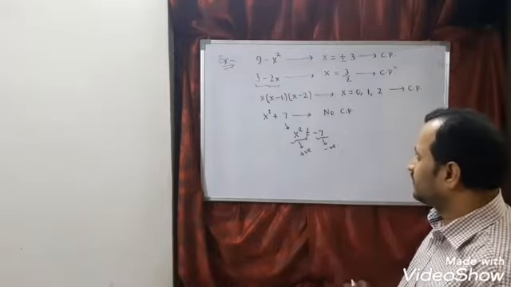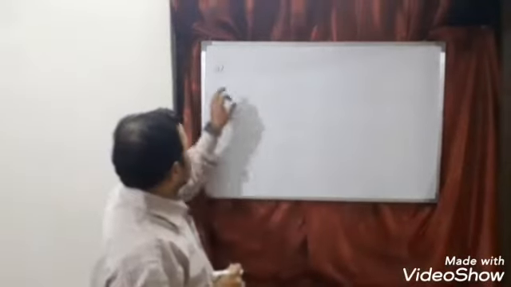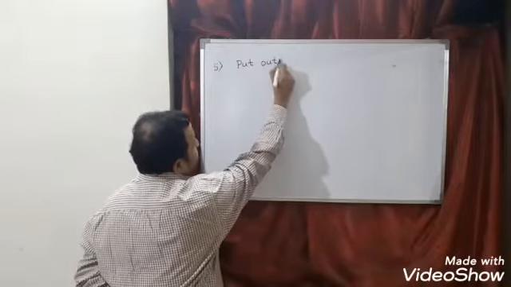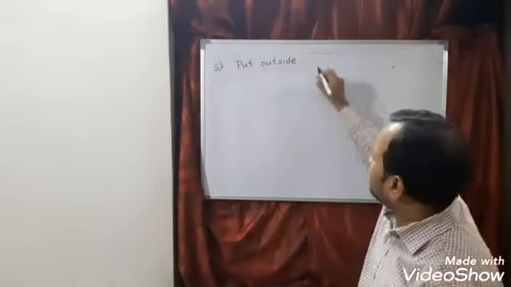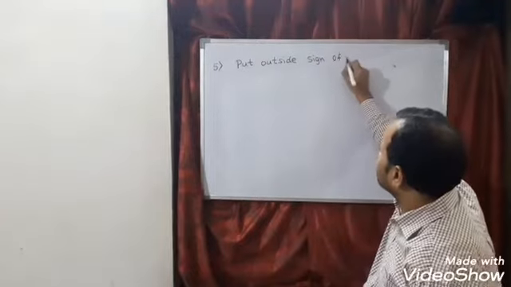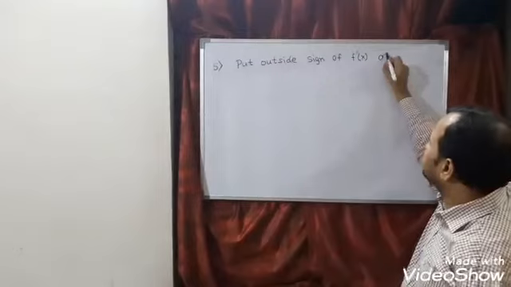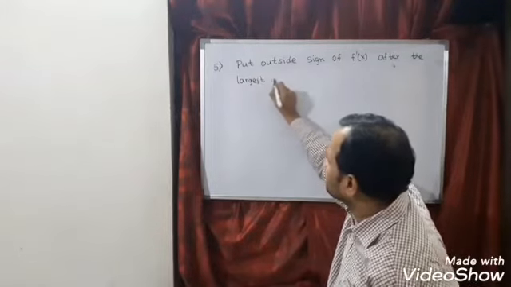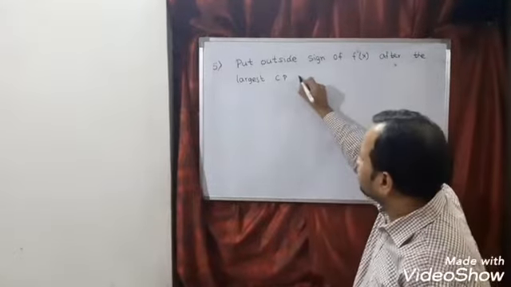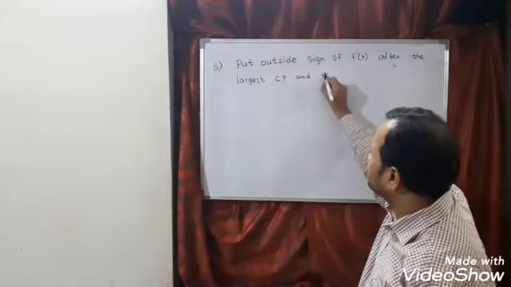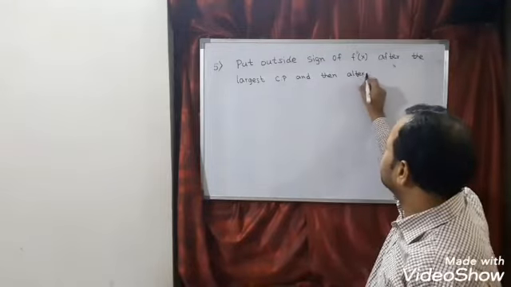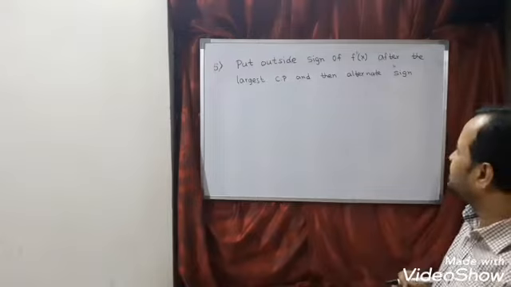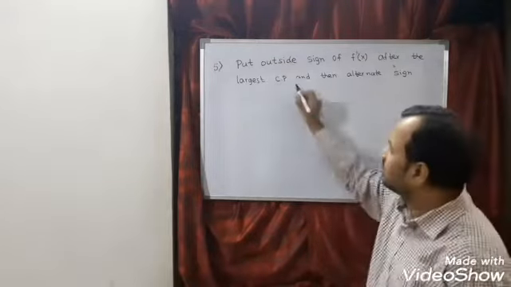Next step. So the next step, the fifth step, is: put the outside sign of f dash x after the largest critical point and then alternate sign.